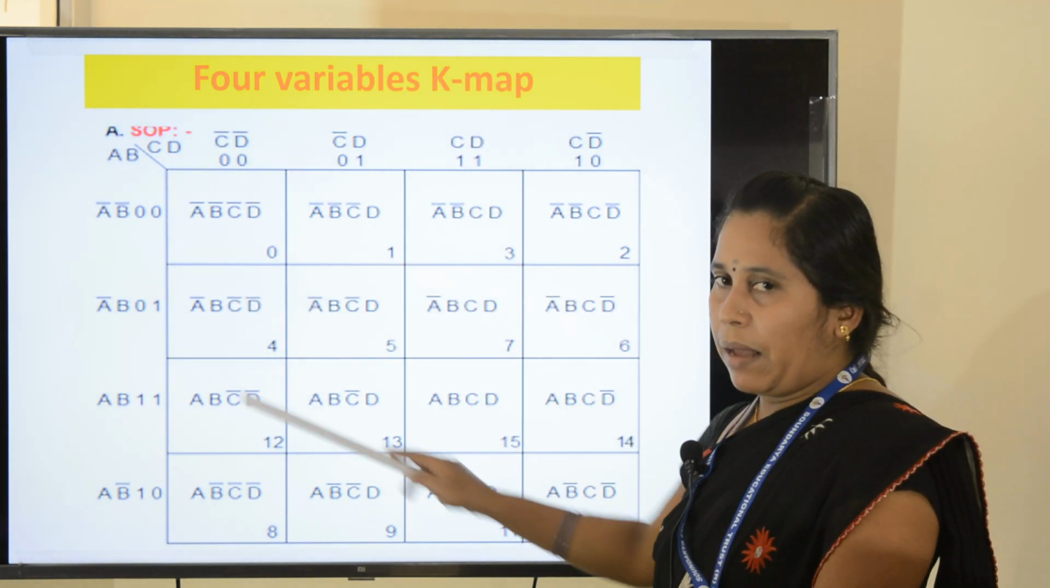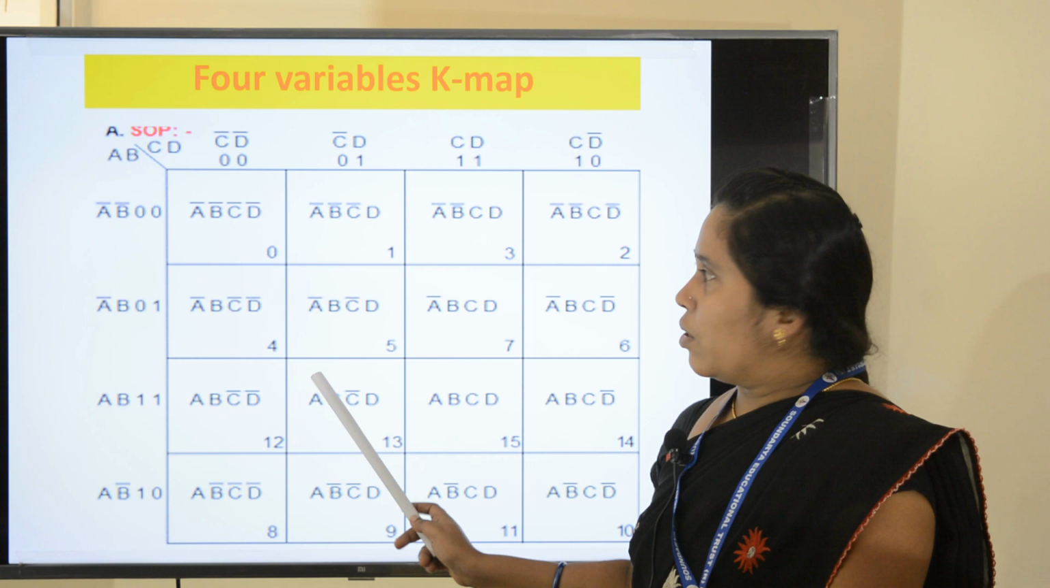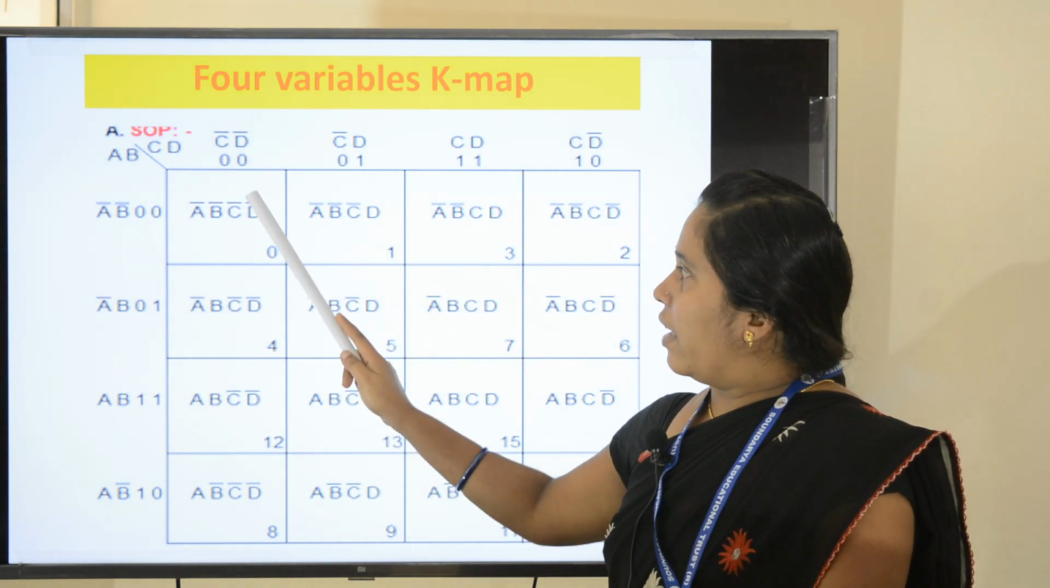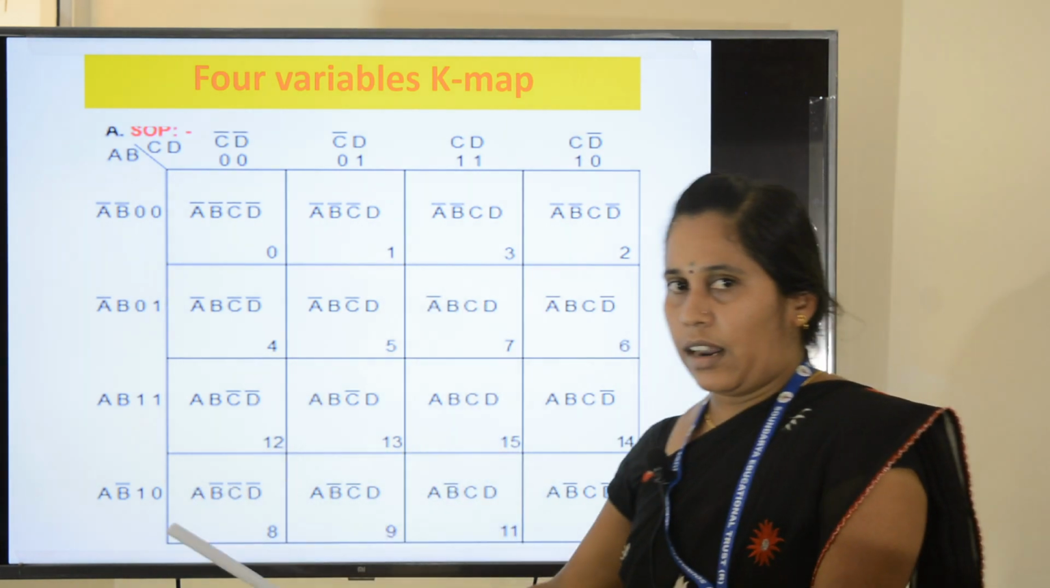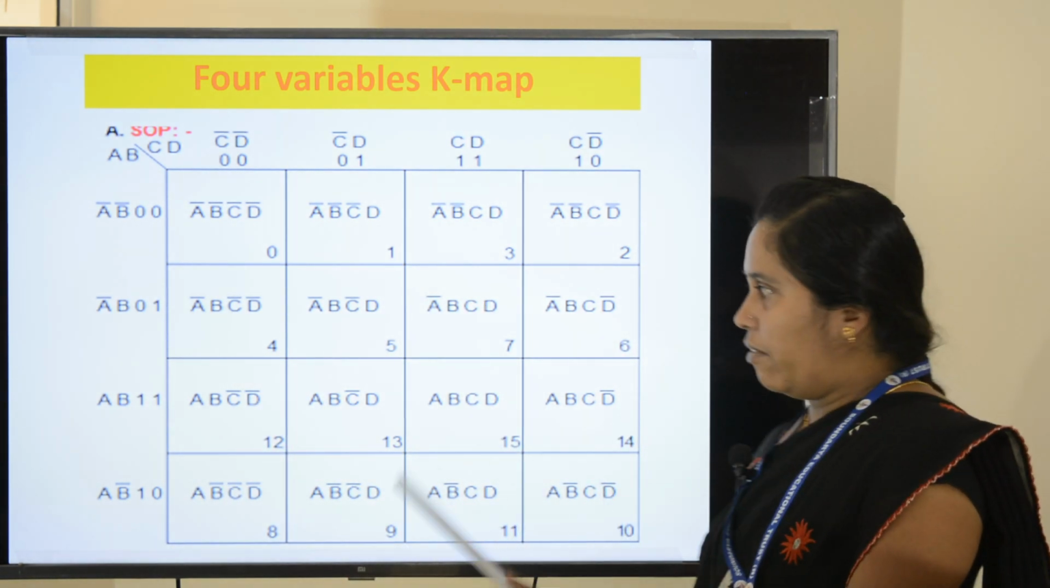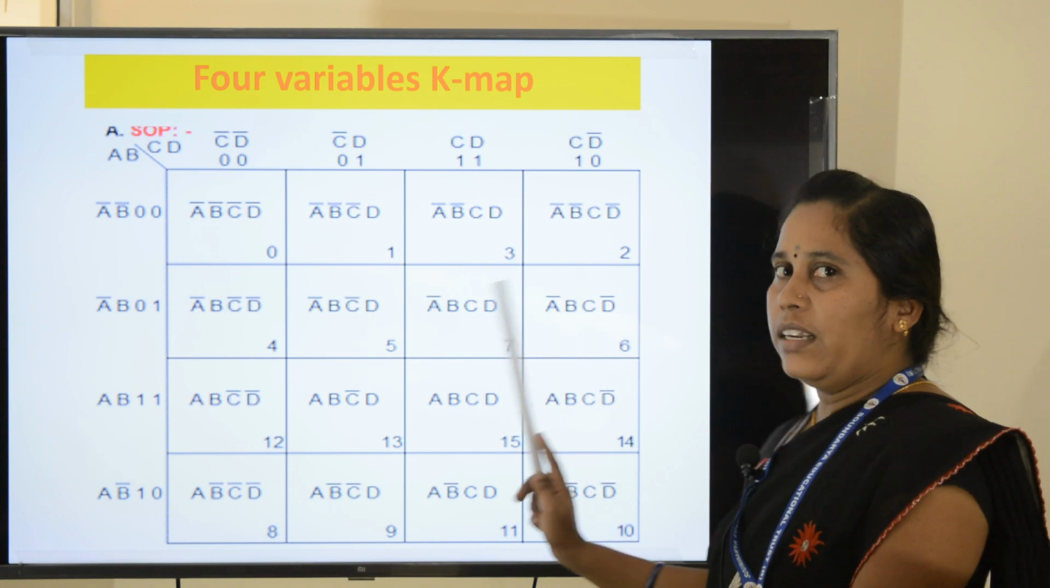In the K-map, we are using Gray code. So the cells are numbered 0, 1, 2, 3, 4, 5, 6, 7, and the last ones are 8, 9, 10, 11, then 12, 13, 14, 15.